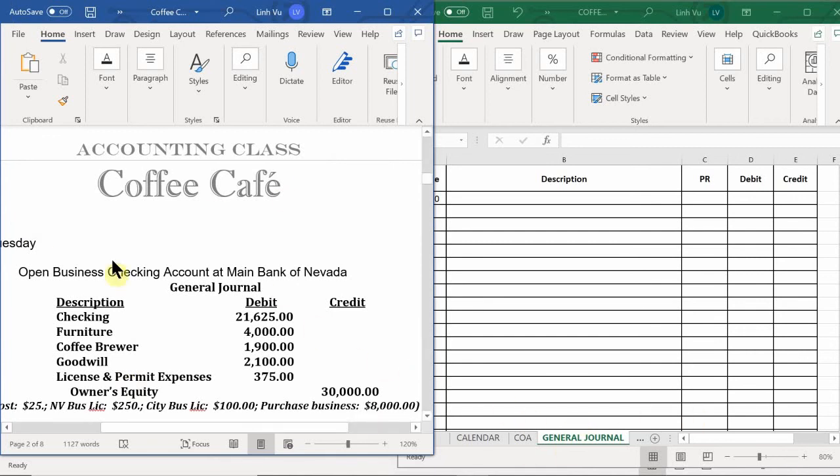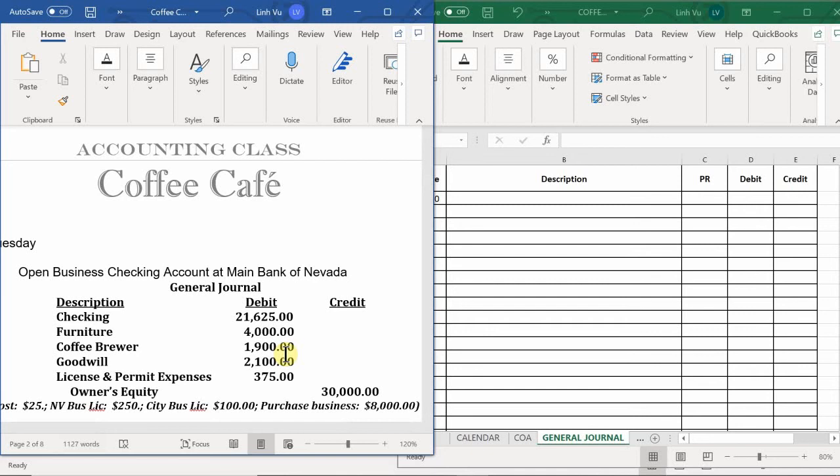So now I have a list of accounts. Now let's go ahead and do transaction analysis, right? We recognize that a business transaction has already happened. We have the source documents. We have the legal papers, we have the copy of the license of us applying for it, and we also have the copy of the contract from the bank saying you bought $4,000 worth of furniture, $1,900 worth of coffee brewer, and then you have the business name itself for $2,100.